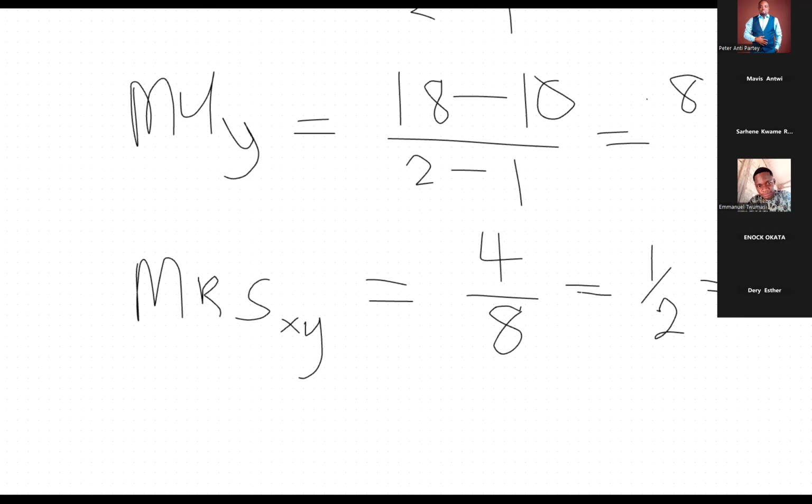Now, this means that the individual is willing to substitute half a unit of consumption of good X for 1 unit of consumption of good Y. This is what it means. Any question? If you don't understand this one, I don't know what you understand again. Any question?